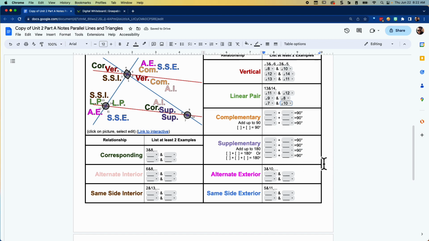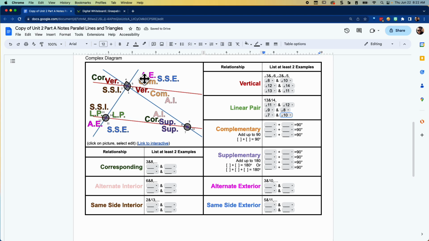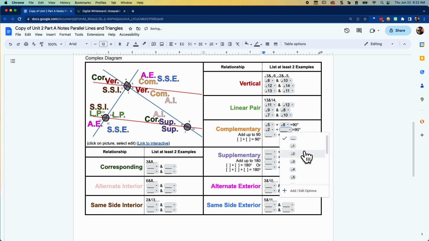Perfect. And so complementary now, angles that add up to 90. We already got one pair, 5 and 6. So we'll mark that one 5 and 6. And let's do another pair. How about 2 and 3? Those make a right angle corner.